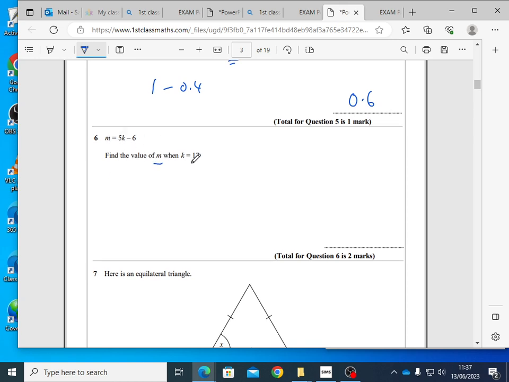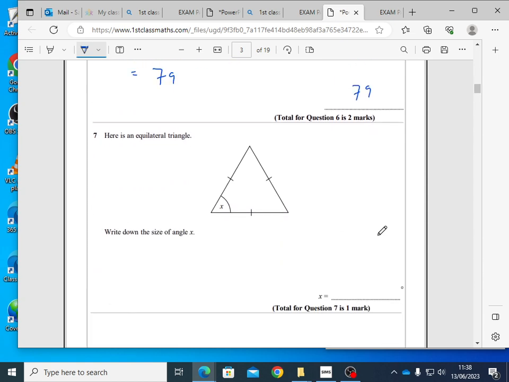Find the value of m given k is 17. So substitute k as 17. So 5k means 5 times k, which is 17, minus 6. Just type that in your calculator. So I'm literally just doing 5 times 17 take away 6. Press equals, and it will just give you 79. It gives you the answer straight away. So don't need to worry too much about that one.